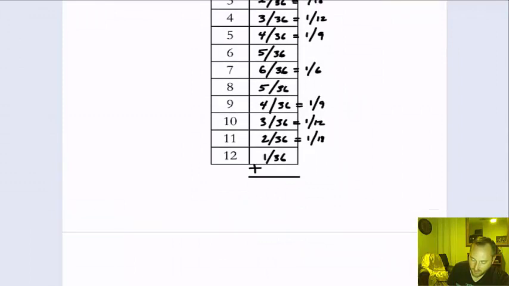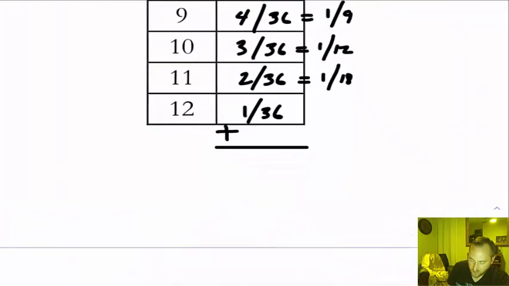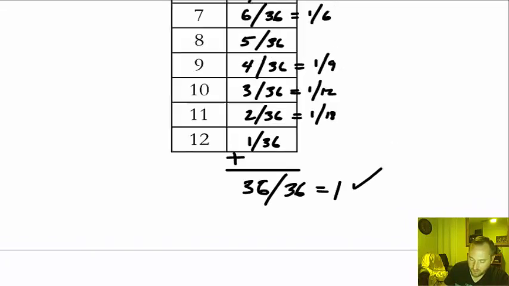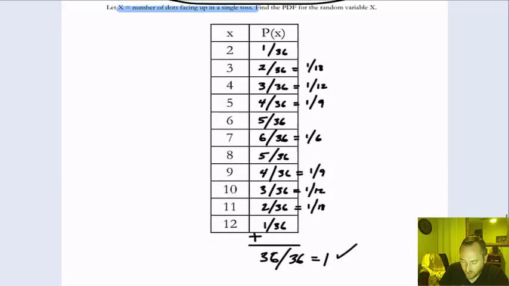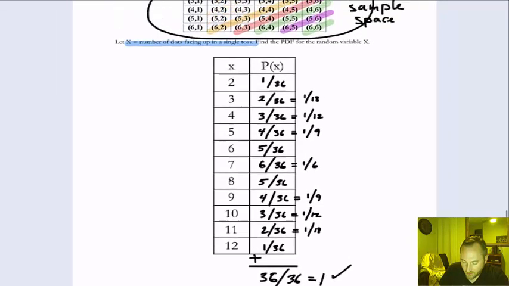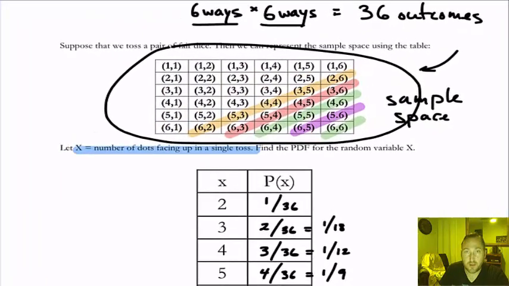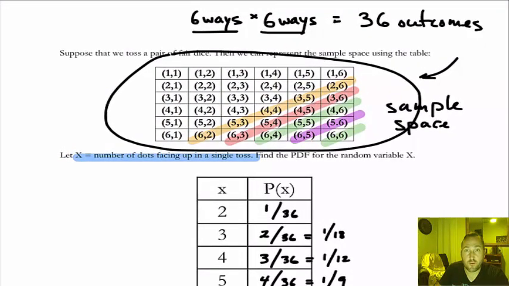And of course that would give us 36 over 36, which is equal to 1. And that's what you want there. We also need to verify that none of the probabilities are negative, nor are they above the value of 1. So there's our PDF from the given sample space in this example. This will do it for section 4.1 on creating and finding PDFs for a discrete random variable.